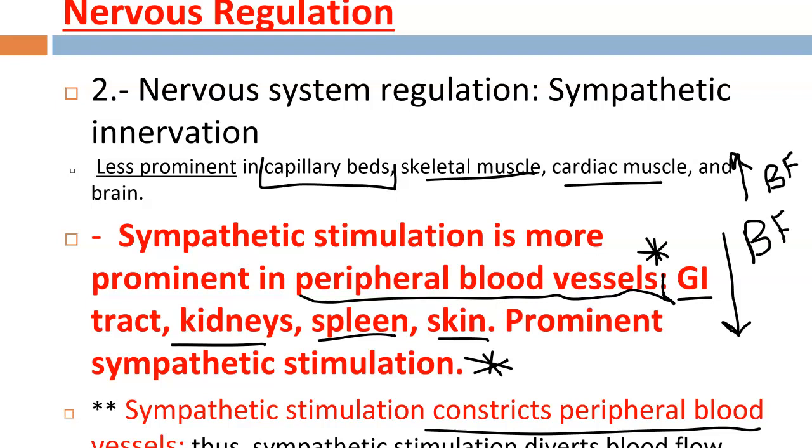So, when the body is under stress, it will constrict blood vessels of non-important organs, GI tract, kidneys, spleen, skin, reproductive organs, and divert that blood to the organs that are more important when we're under stress: skeletal muscle, cardiac muscle, brain. Okay? And this is a concept that we're going to be working with the entire semester. So we need to make it very, very clear what the effect of the sympathetic nervous system is on blood vessels.